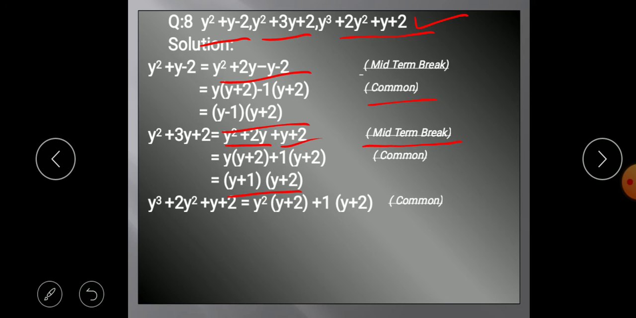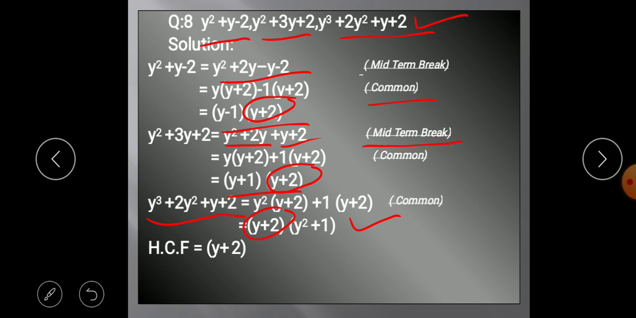We observed here are four terms, so that's why we will find the common in the pairs. So the common, and then again we got here these two terms, and then the HCF is y plus 2, that is common in all three factors of the three polynomials. So y plus 2 is the HCF.